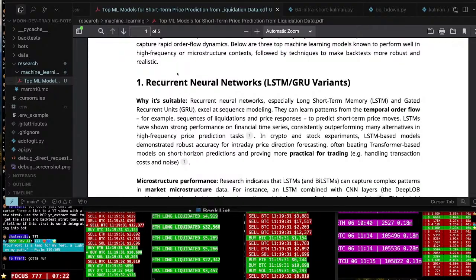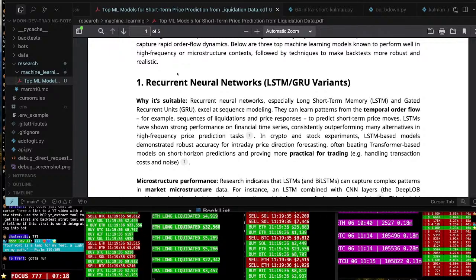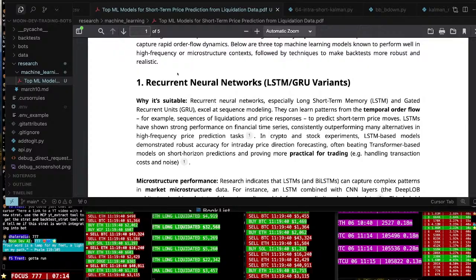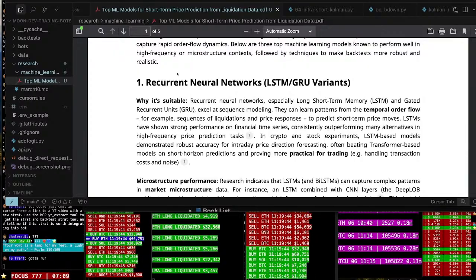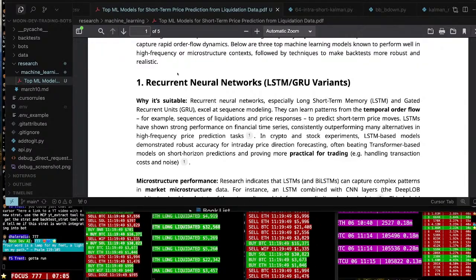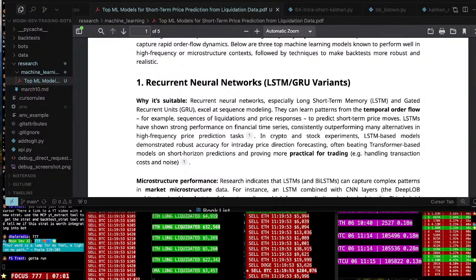In crypto and stock experiments, LSTM-based models demonstrated robust accuracy for intraday price direction forecasting, often beating transformer-based models on short horizon predictions, and proving more practical for trading, e.g. handling transaction costs and noise.